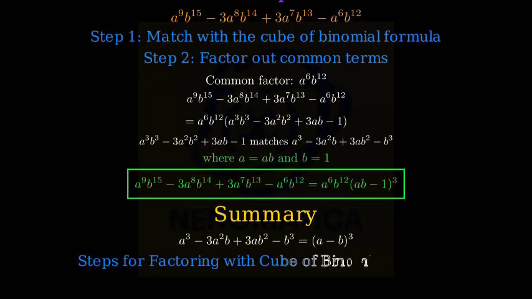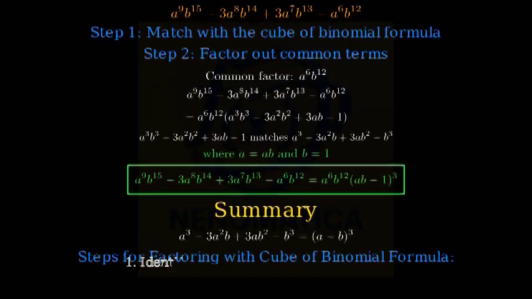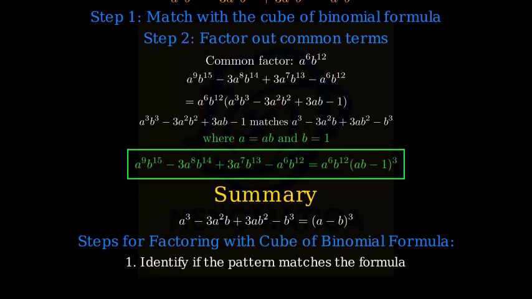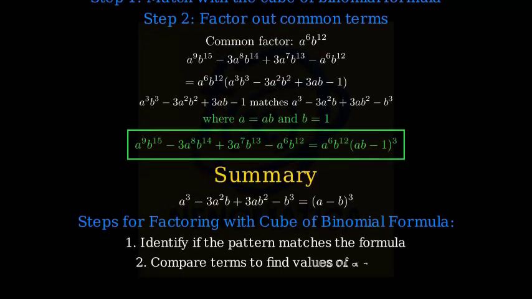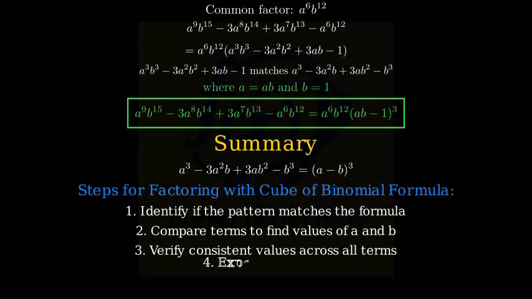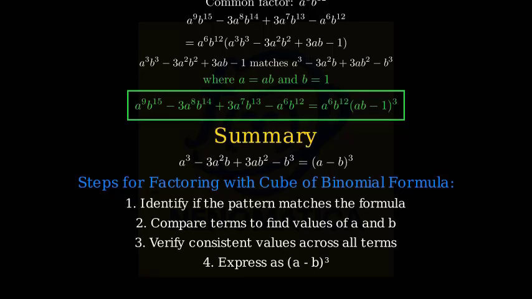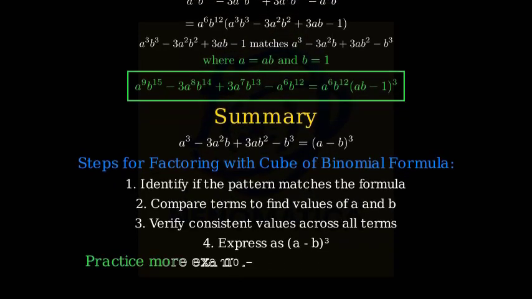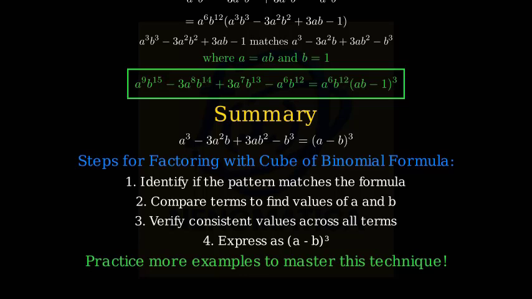When factoring polynomials using this formula, step 1, identify if the polynomial matches the pattern of the cube of binomial formula. Step 2, compare the terms to find values of a and b. Step 3, verify that the values of a and b are consistent across all terms. Step 4, express the factored form as the cube of (a minus b). Practice more examples to become proficient with this formula. It's a powerful tool for factoring certain types of polynomials that would otherwise be challenging to factor.